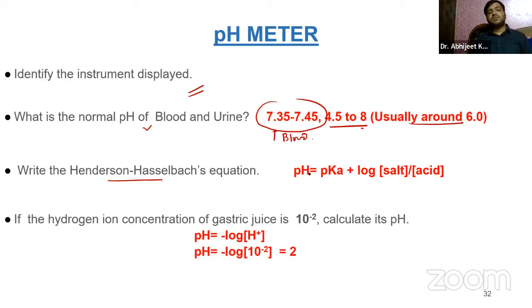Henderson-Hasselbalch equation, you already know: pH is equal to pKa plus log salt by acid. If the hydrogen ion concentration of gastric juice is 10 raised to the power minus 2, calculate pH. So pH is equal to minus log H+, minus log 10 raised to power minus 2, it will be 2, guys. So that was about pH meter.